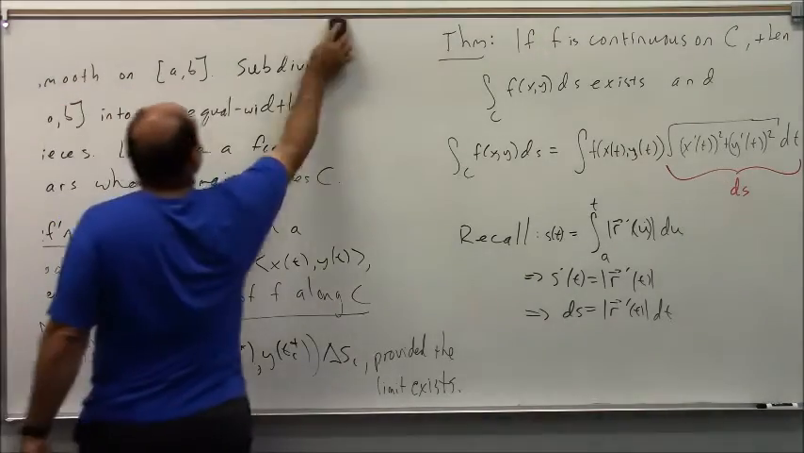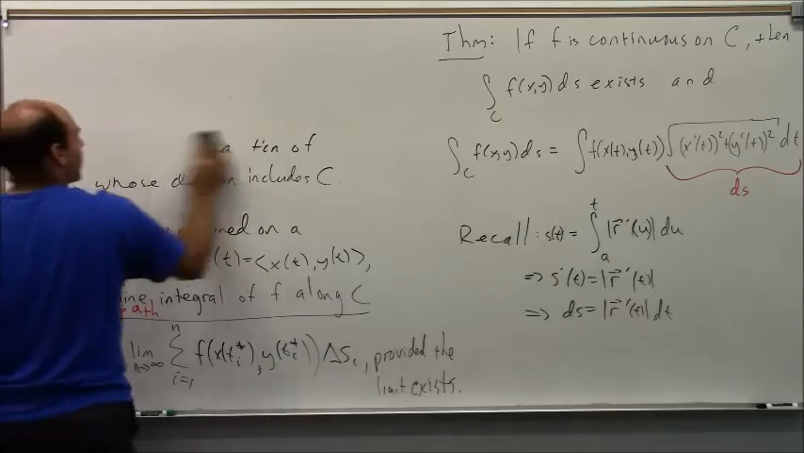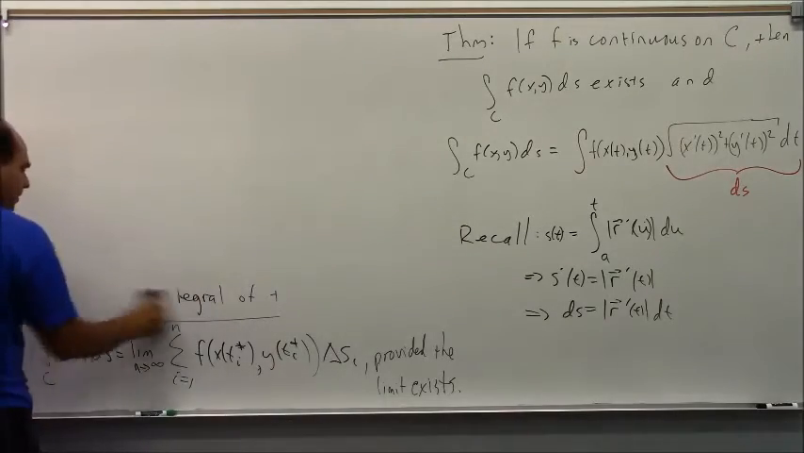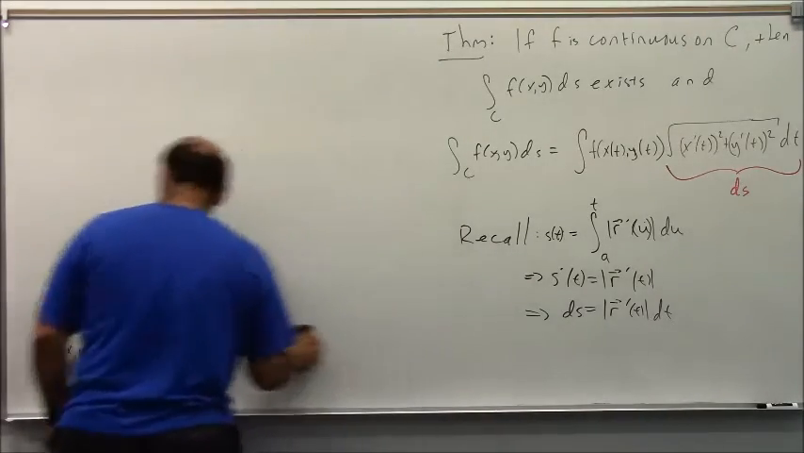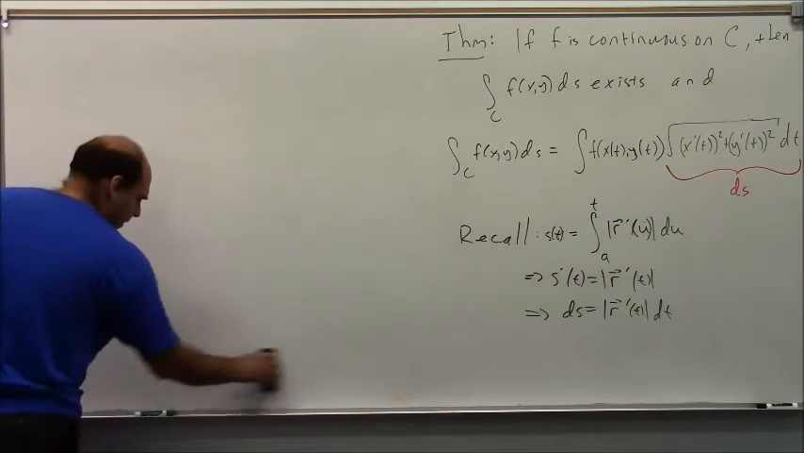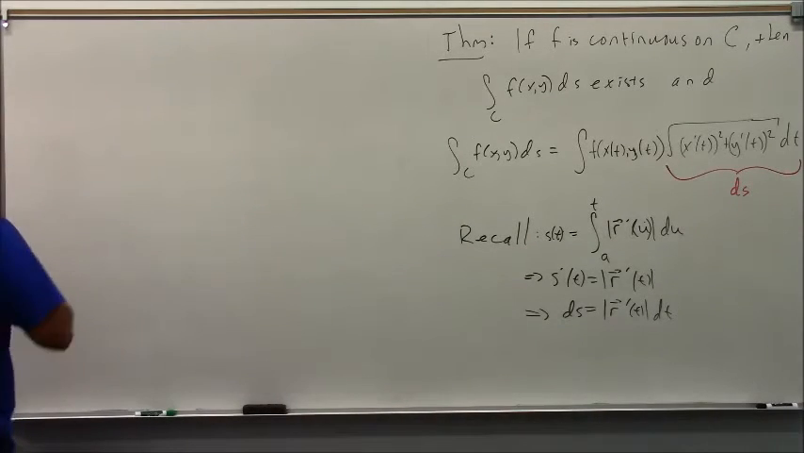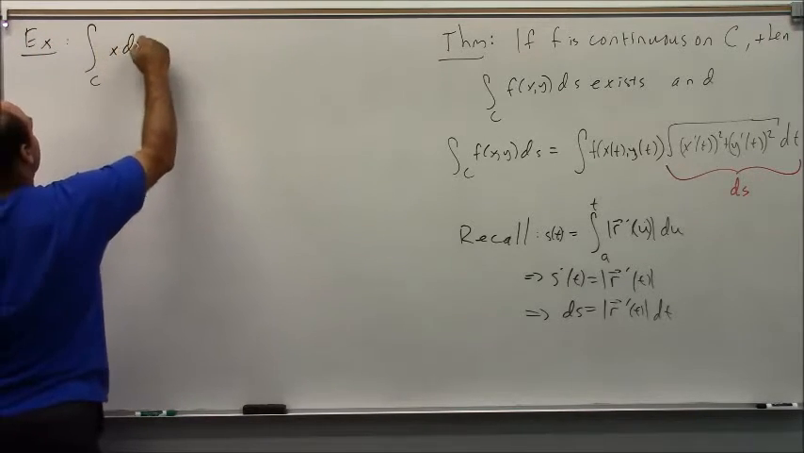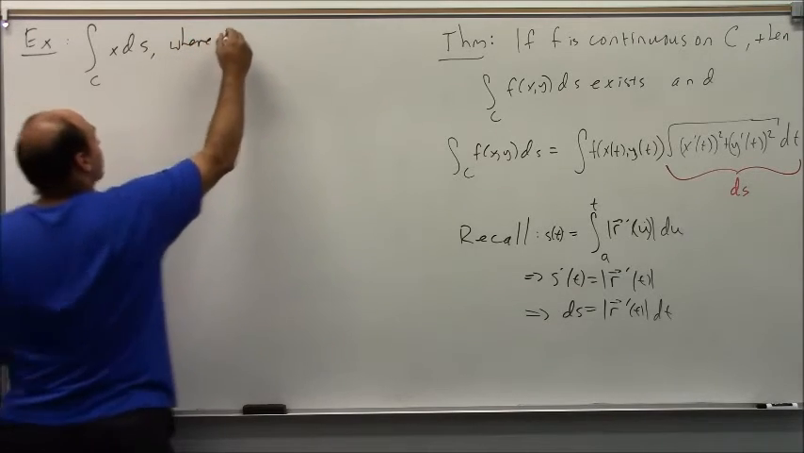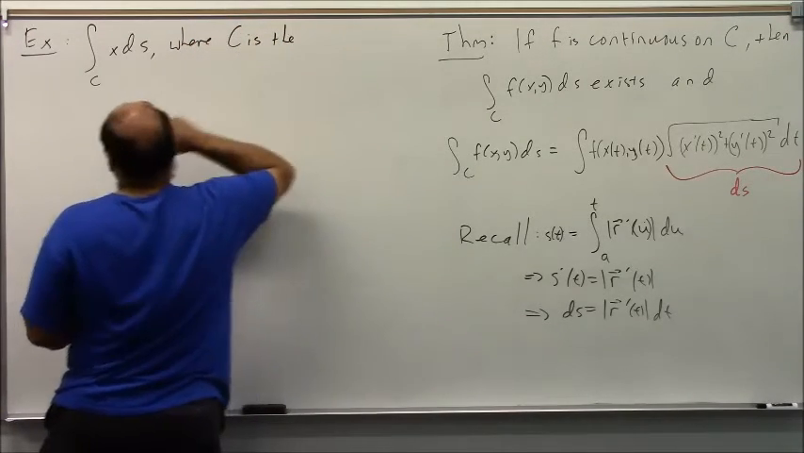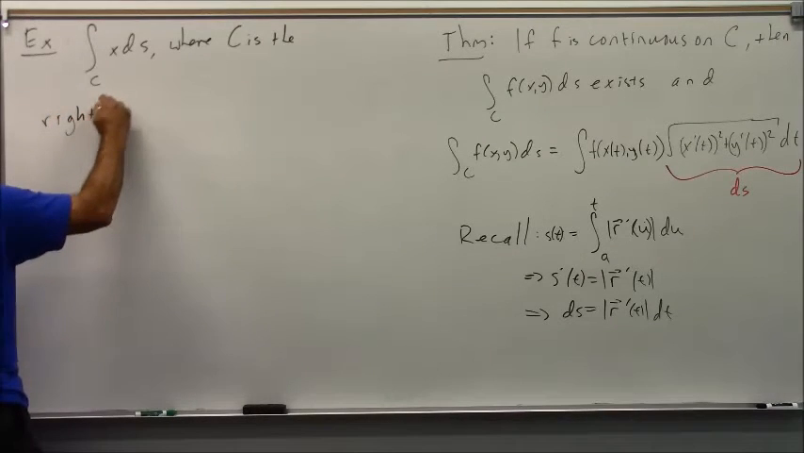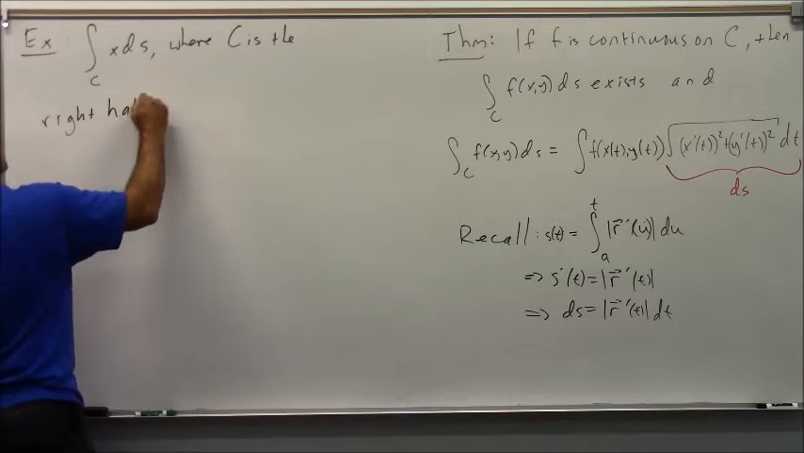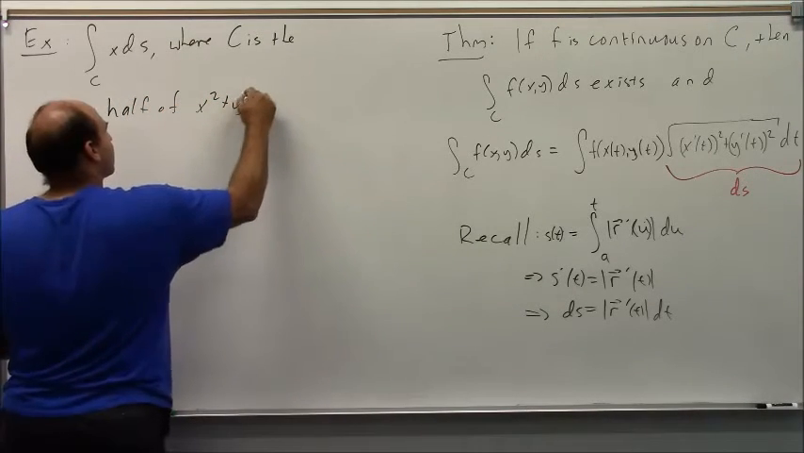Let's just see how this works when we actually try to do an example. So you have the theorem before you here. You should go ahead and pause once I write up the example and give it a shot and see what you can do without my intervention. So here's the example. We're going to do the path integral over C of x ds, where C is the right half of x squared plus y squared equals 1.